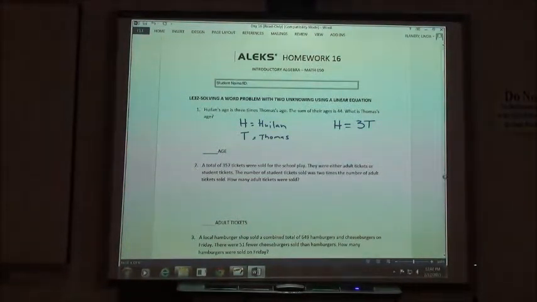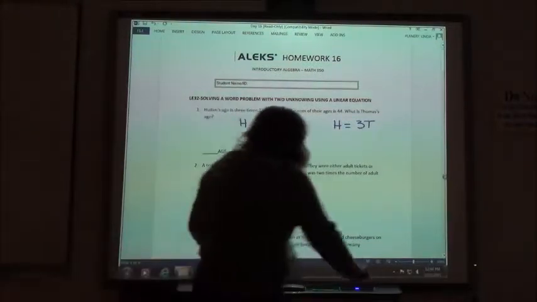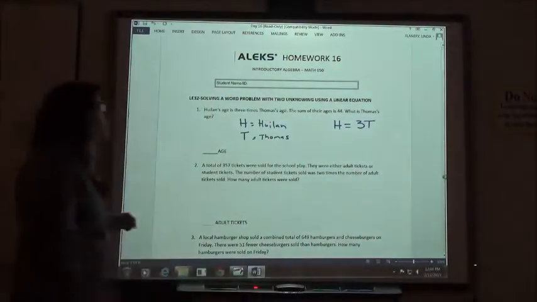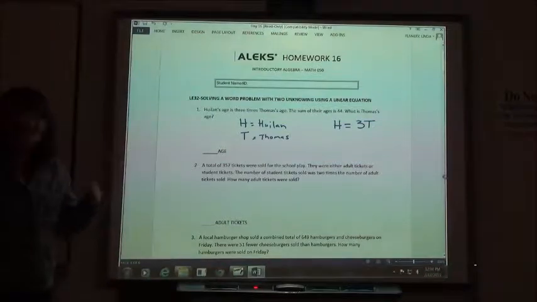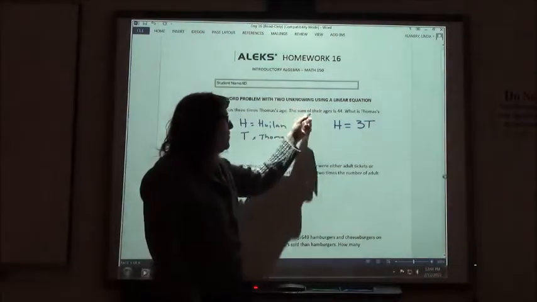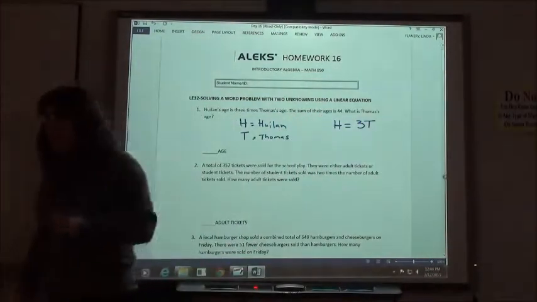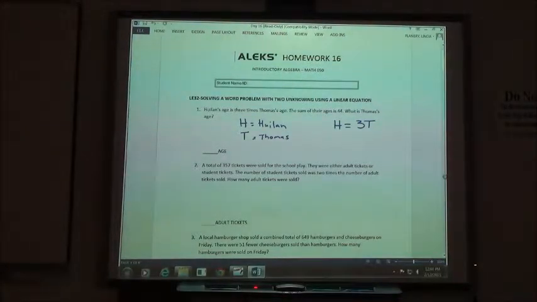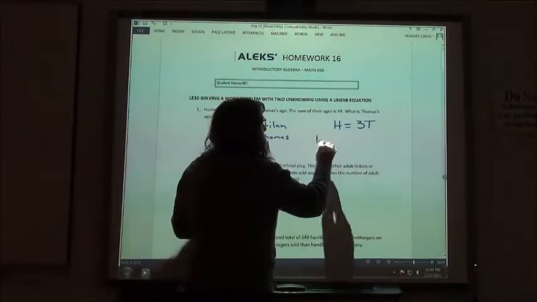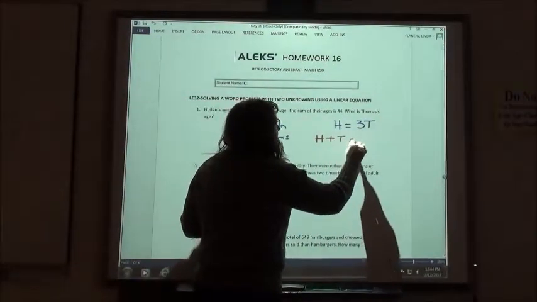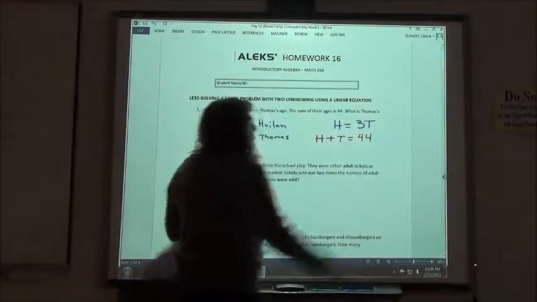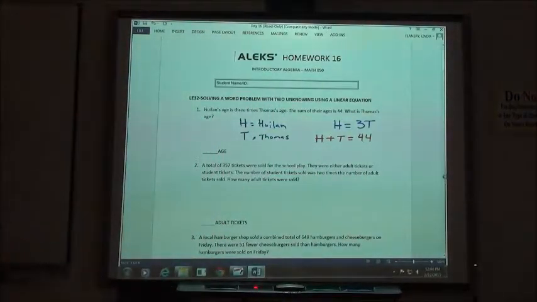Now when we have two variables, we have to write two equations. We only have one equation there, so we have to write a second equation. Thus, the second sentence: the sum of their ages is 44. Sum means we're going to add. So I'm going to say H plus T equals 44, the sum of the two ages.